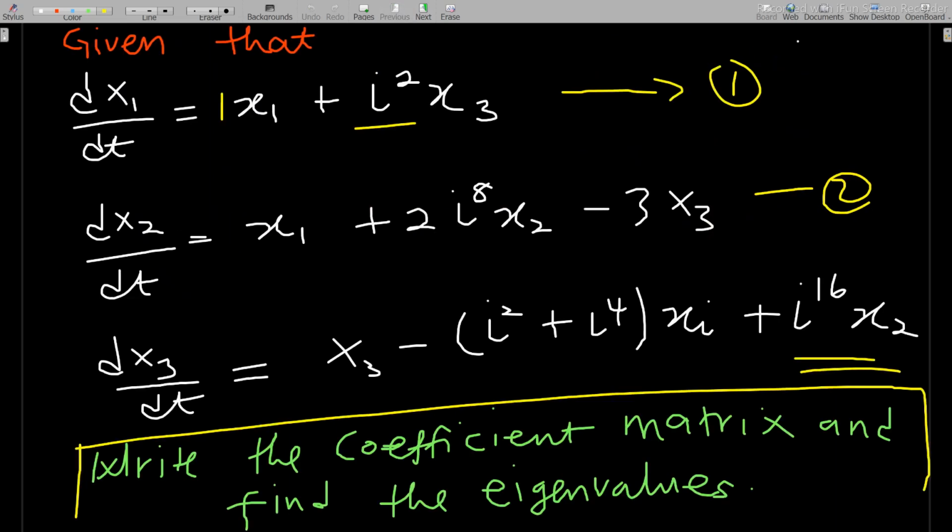For equation 2 you have i to the power 8, negative 3. For x1 here, it's supposed to be 1, not i. For x1 you have minus of that, for x2 you have this, and for x3 you have positive 1. If you don't take care, you might think this is for x1, but no, x1 is somewhere else. So check the coefficients and the variable you are dealing with very well.